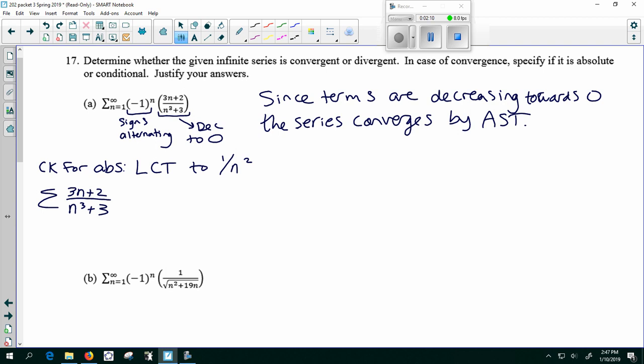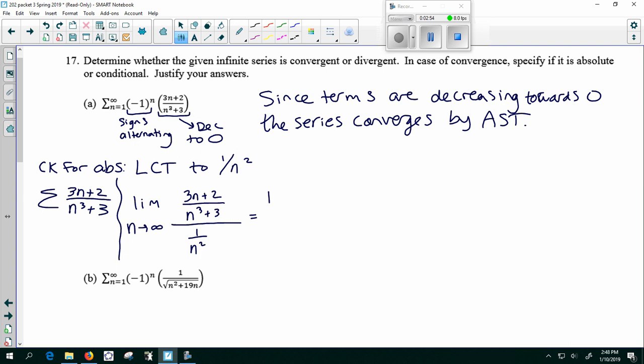I'm going to take the limit as n goes to infinity of 3n plus 2 over n cubed plus 3, my generic term from the series, and compare it to a comparison series 1 over n squared. I picked 1 over n squared because I know whether it converges or diverges. I know that the sum of 1 over n squared converges. So if after I take this limit I get a finite non-zero number, I know that my series does the same thing as my comparison series does, which is converge.